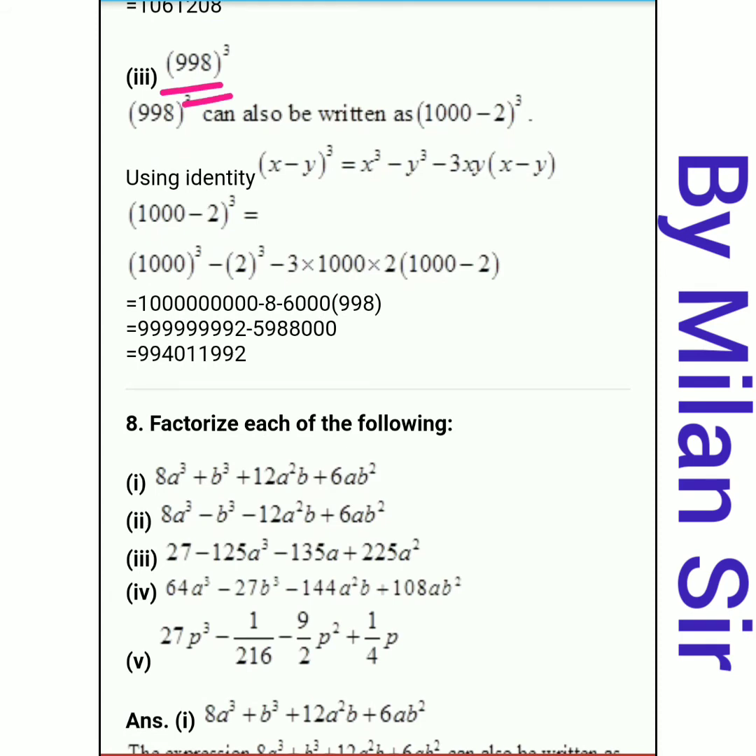Then 998 all cube. Now the nearest number is 1000, right? So we can write 1000 minus 2 all cube. 998 all cube means 1000 minus 2 all cube.